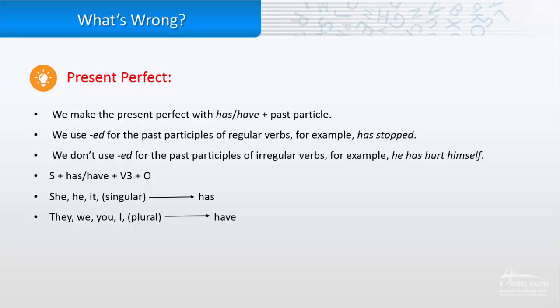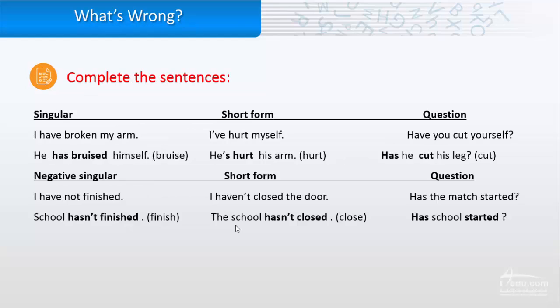So how do we form it? The sentence, we start with the subject, then has or have, then the verb three or the past participle of the verb, then the object. So we have she, he, or it, then any singular, for example Ali, Ahmed, Noura, it's a name. Then we have has. They, we, you, I, or plural, then we use have. Okay, so this is how we form the present perfect in a sentence.